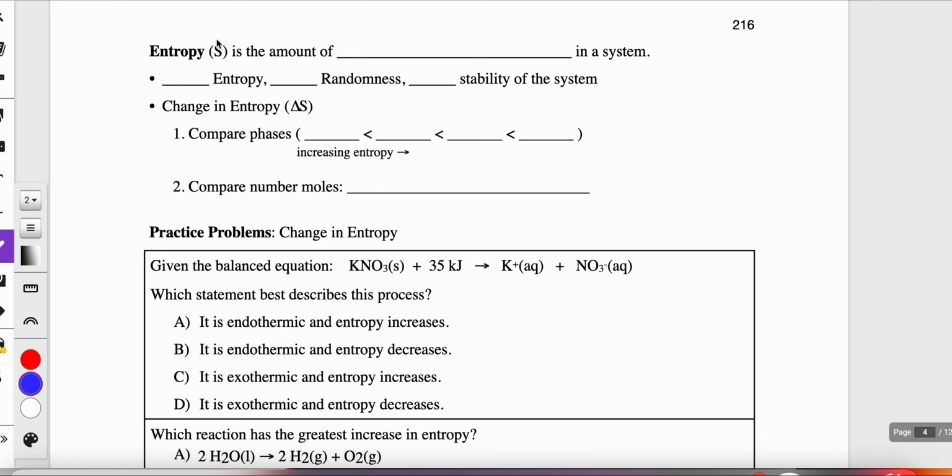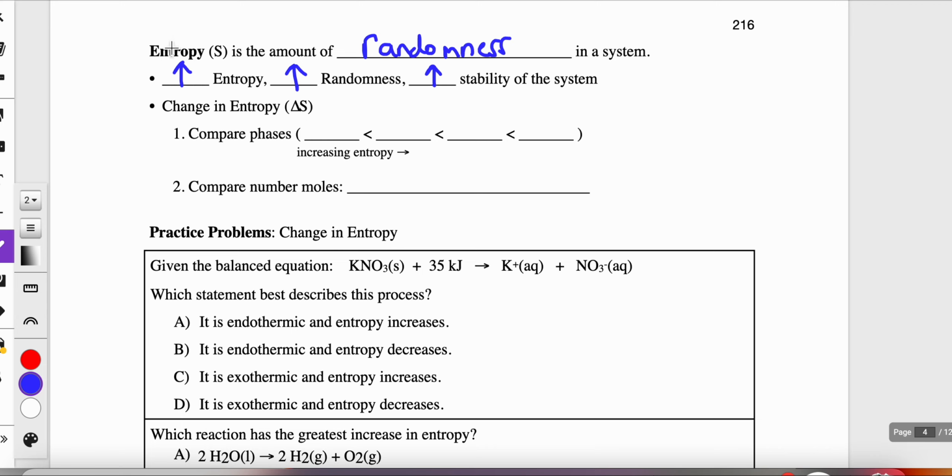Of the idea of entropy, which is represented by a capital letter S. Entropy represents the amount of randomness in a system. So if you increase the entropy of a system, then you increase the amount of randomness. And the reason that some systems prefer to be at a higher entropy, greater randomness, is because it increases the stability of the system.